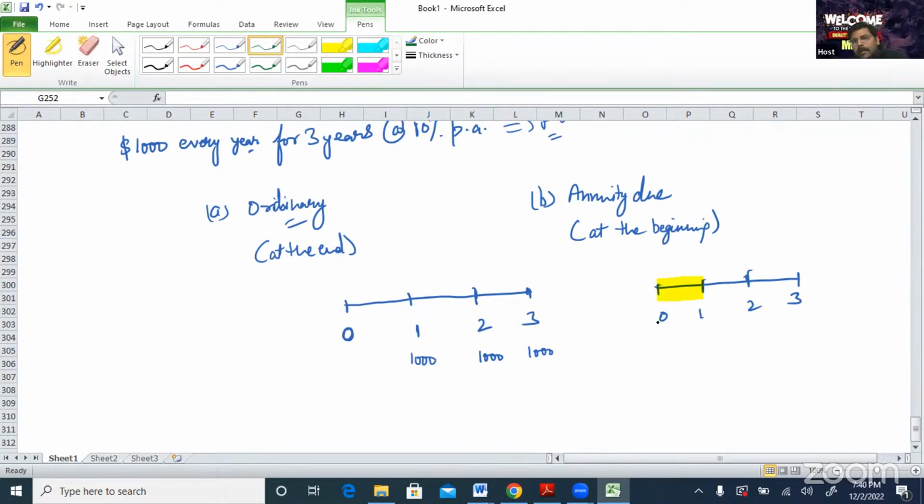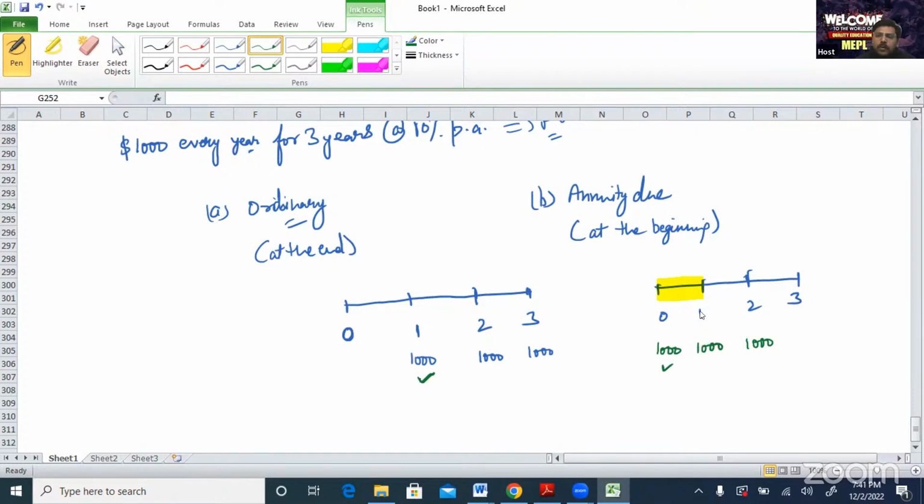So when I am saying I am depositing $1,000 every year, the question is when I am depositing, whether at the end of the period or the beginning of the period. That is the question. Then again, end of year 1 is actually beginning of year 2. So my second cash flow is happening here, and end of year 2 is actually beginning of year 3.